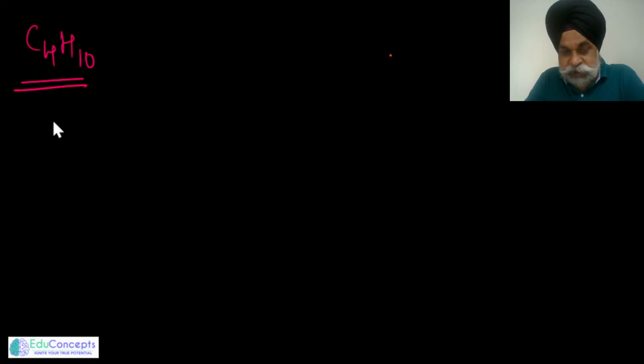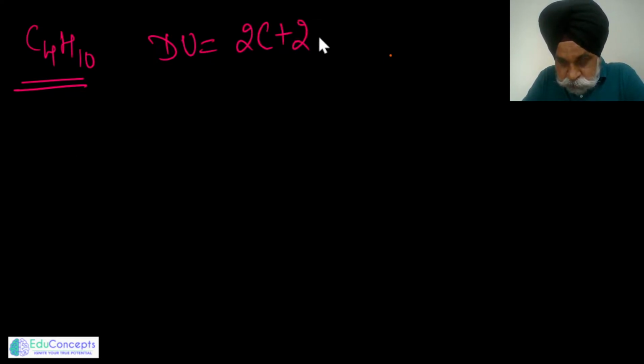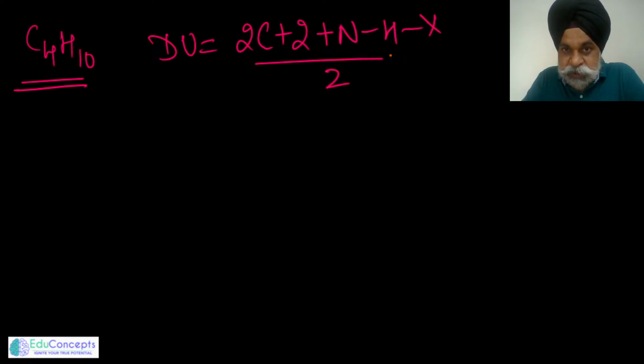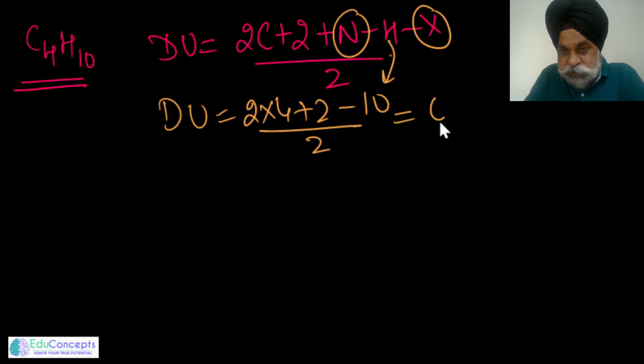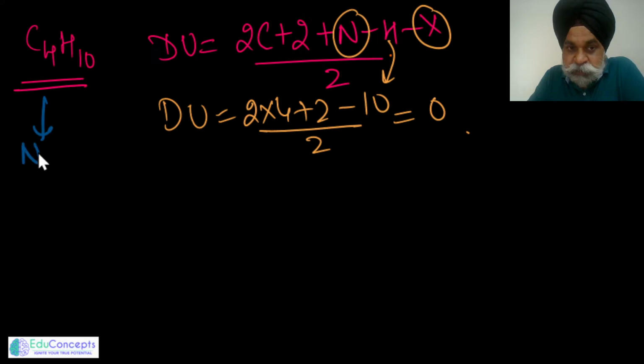Now we start with this. The degree of unsaturation is (2C plus 2 plus N minus H minus X) upon 2. This is the general formula. Here we don't have nitrogen or X, so simply I would write 2 into 4 plus 2 minus 10, because hydrogens are 10, divided by 2. So it comes out to be 0. What does it mean? Now things become very interesting. This C4H10 does not have any double bond, so no pi bond, and it would have no ring. So we got very clear clarity.